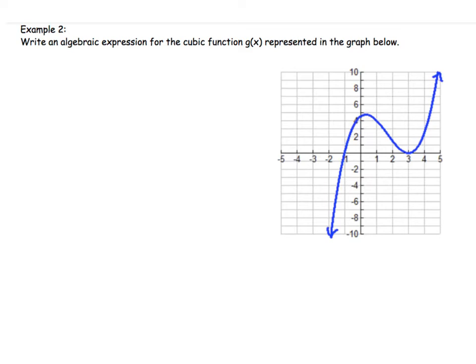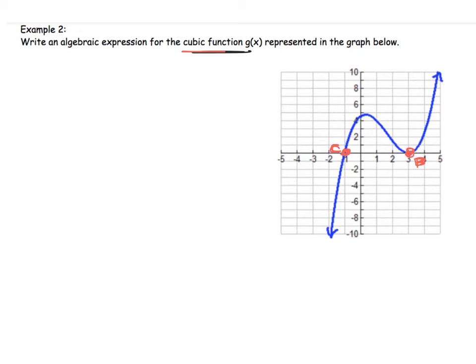So in this case, we're being given a cubic function represented in a graph below, and we can see that there are 2 zeros, one here and one here. We'll also notice that this one crosses through the x-axis, which means we have an odd multiplicity, and this one bounces away, which means we'll have an even multiplicity. You'll also remember that a cubic function is going to have all the multiplicities add up to 3.